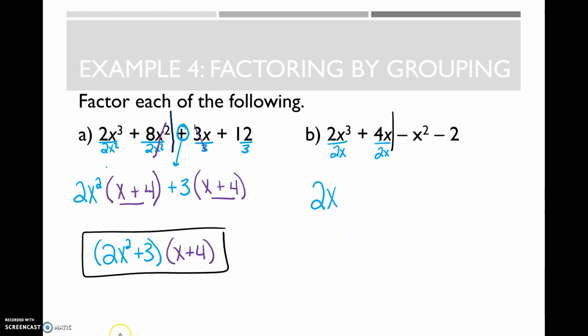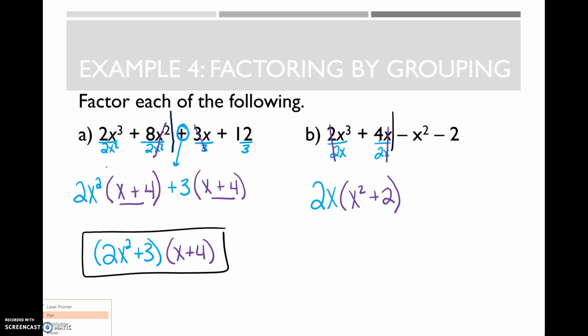So 2 divided by 2, x to the third divided by x would be x squared. 4 divided by 2 is 2, and there's the x's.